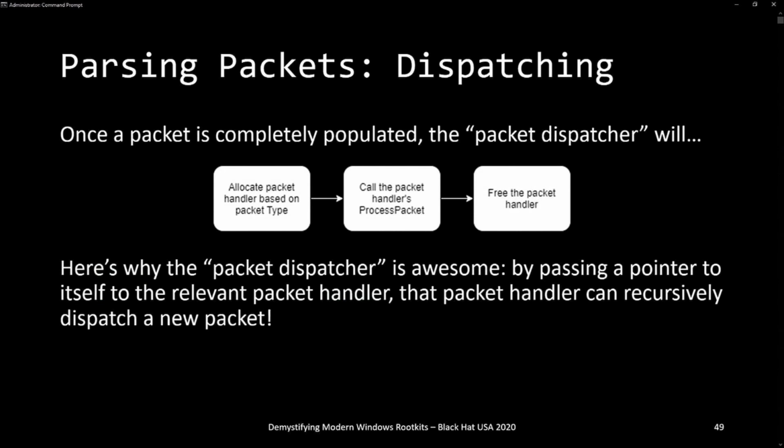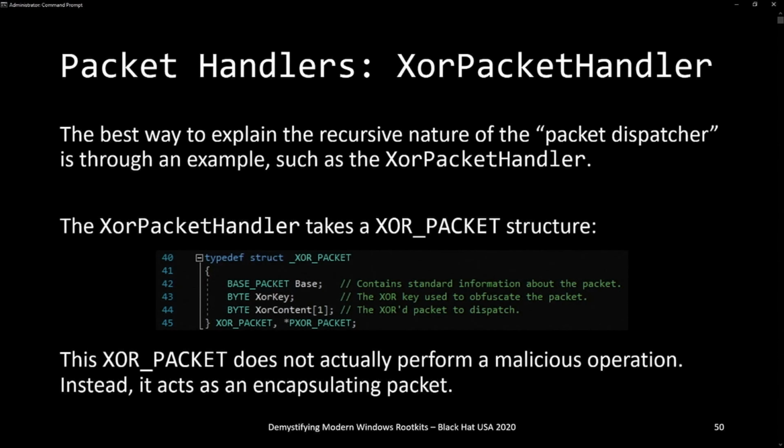So once a packet is completely populated during dispatching, the packet dispatcher will allocate a packet handler depending on the type of operation being requested. It'll call the packet handler's process packet function, and then it'll free the packet handler once it's done. Now, the reason the packet dispatcher is really awesome is that since it passes a pointer to itself to packet handlers, the packet handler can recursively redispatch a brand new packet. The best way I can explain this is through an example.